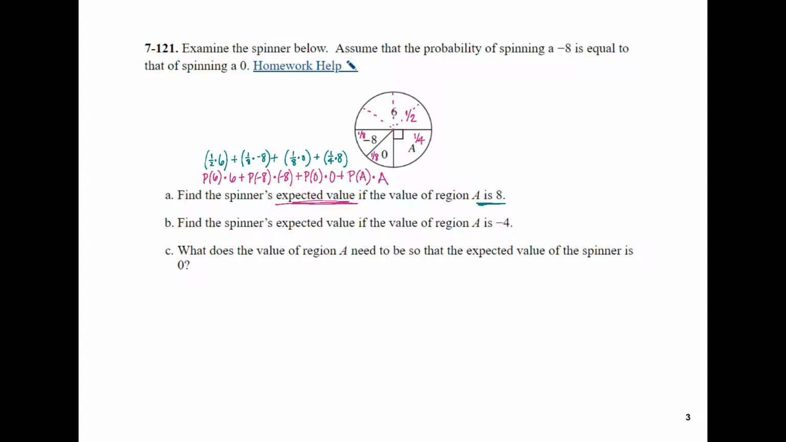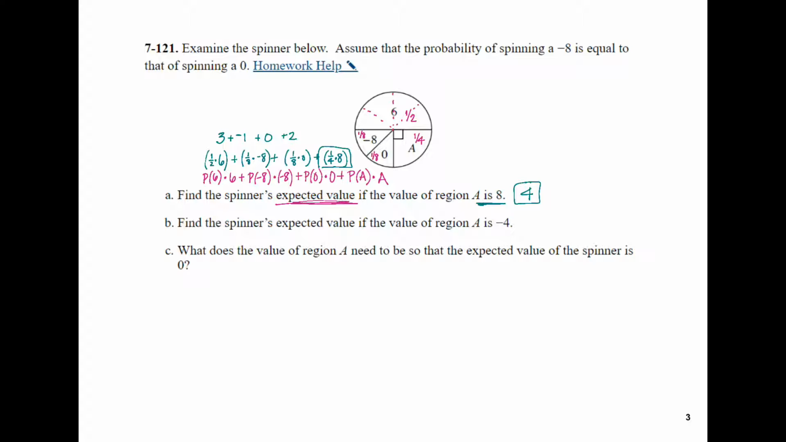So to find the expected value, half of 6 is 3. 1/8 of -8 is -1. 1/8 times 0 is 0. And 1/4 of 8 is 2. So when we take 3 plus -1 plus 0 plus 2, we get an expected value of 4.